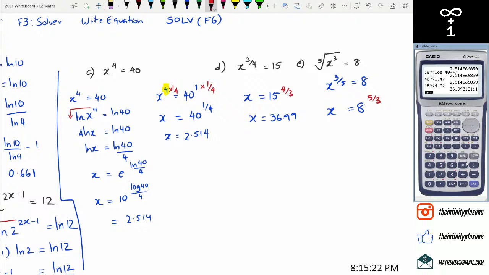Cool, so we've got E done. That's 8 to the power of 5 over 3. Make sure you put that in a bracket. Oh, that's a nice question here. So we got 32. So that's pretty much some of the tricks that we need to know for logs, some of the tricks we need to know for powers.